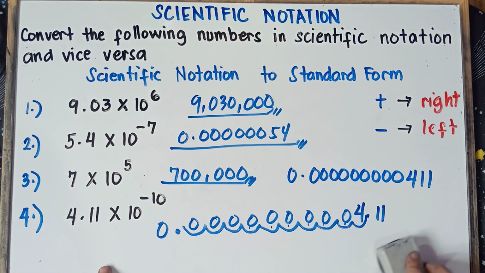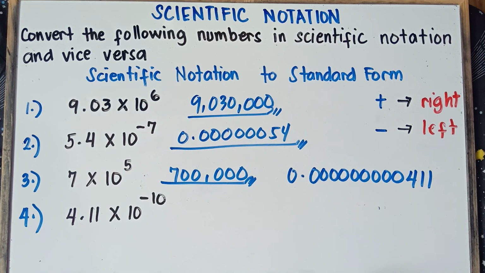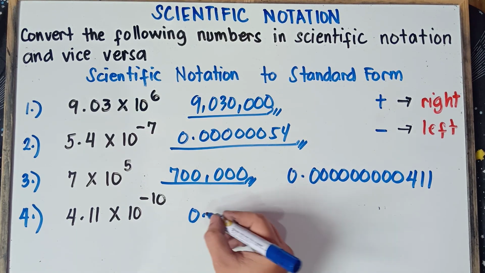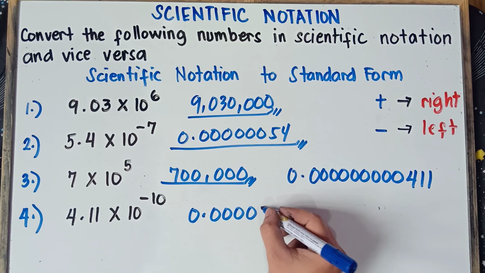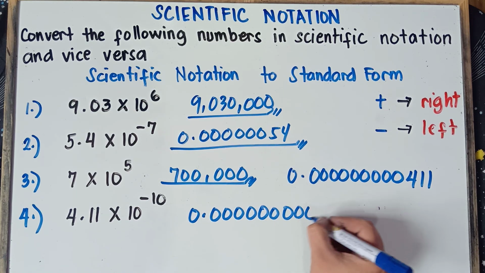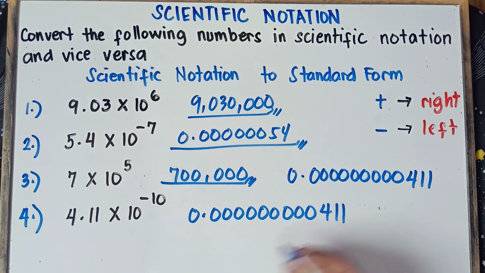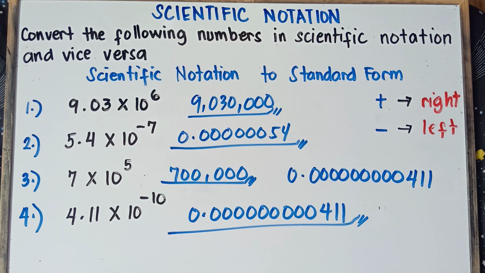That's it, class. All set. That's the answer with regards to example number 4. We have 0.00000000411. All set. Very easy, right?